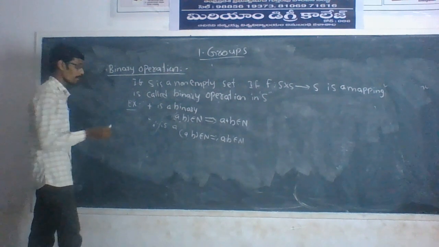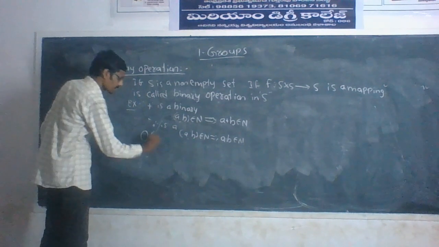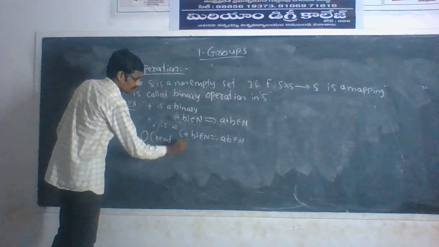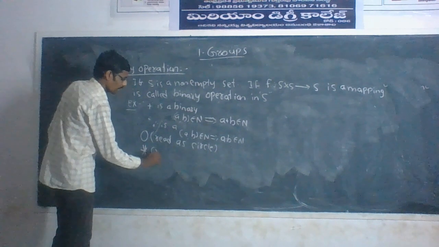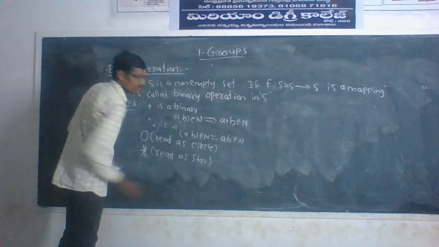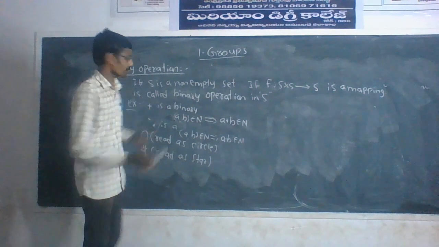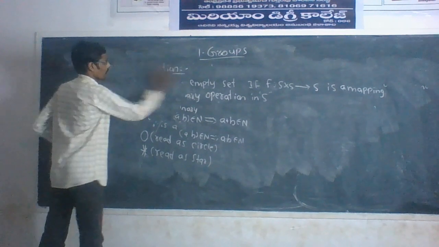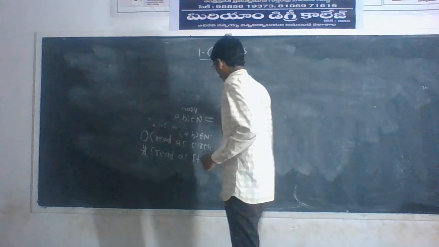It is customary that binary operations are denoted by circle, read as circle, or star, read as star. Okay, this is called binary operation. Next, closure law.